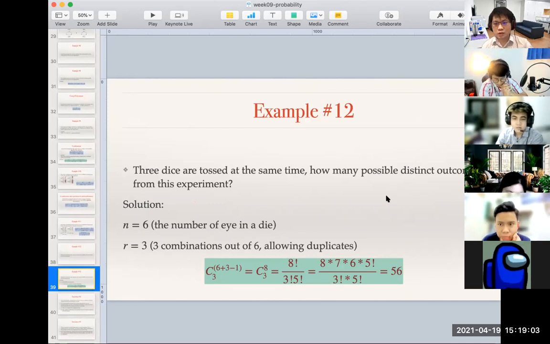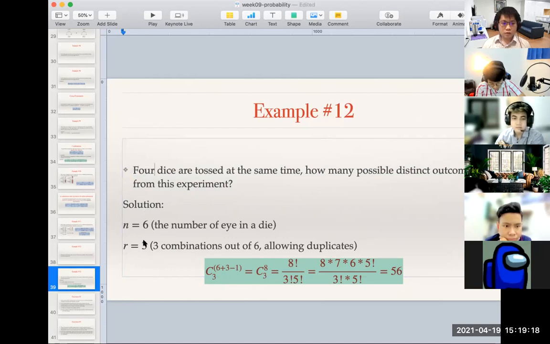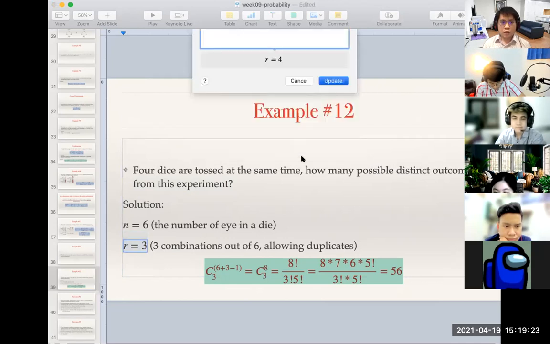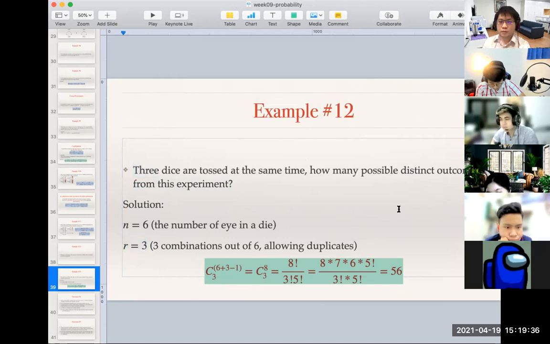Any questions? Yes, Gabriel? If we toss 4 dice at the same time, the K is 4. Right. So let's say this one, we have 4 dice. In this case, K or R becomes 4. Thank you, sir. You're welcome. No other questions?